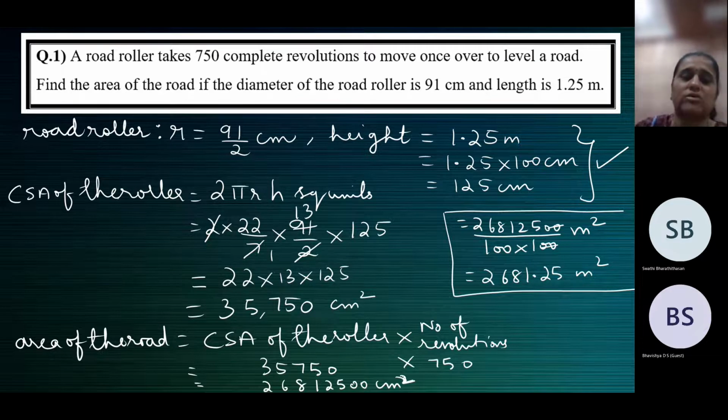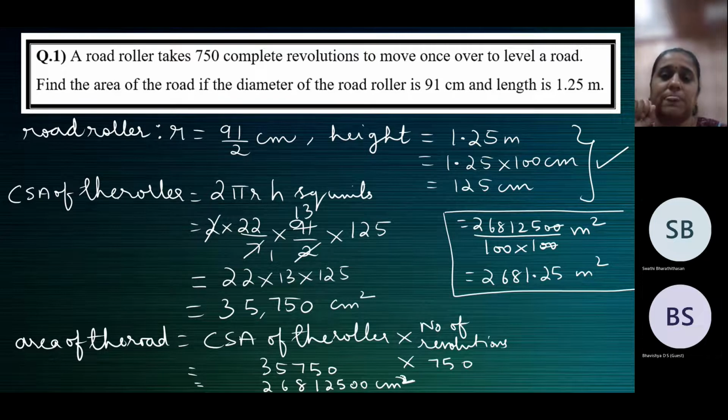Now imagine a long road. When the roller moves once, that is when it makes one complete revolution on the road, what is the area covered? In one revolution, the curved surface area of the roller would have moved once over the road. So whatever is the curved surface area of the roller, that area of the road is covered.